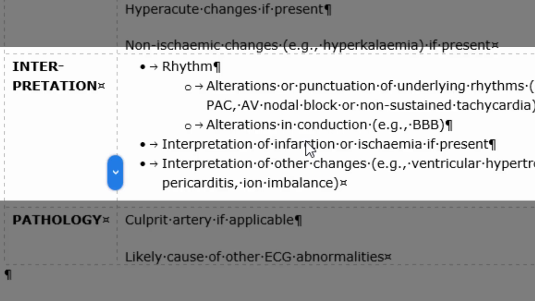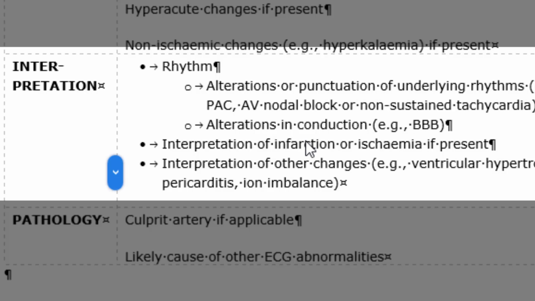So you need to name the cardiac rhythm, and this includes whether it's a sinus rhythm. Don't assume that because you haven't noted that it's an abnormal rhythm, it implies it is sinus. You do have to be very clear about this. You need to record any other alterations or punctuations of the underlying rhythm, such as, say, premature atrial contractions, a nodal block, or maybe bursts of a non-sustained tachycardia that are going to require commentary in this section.